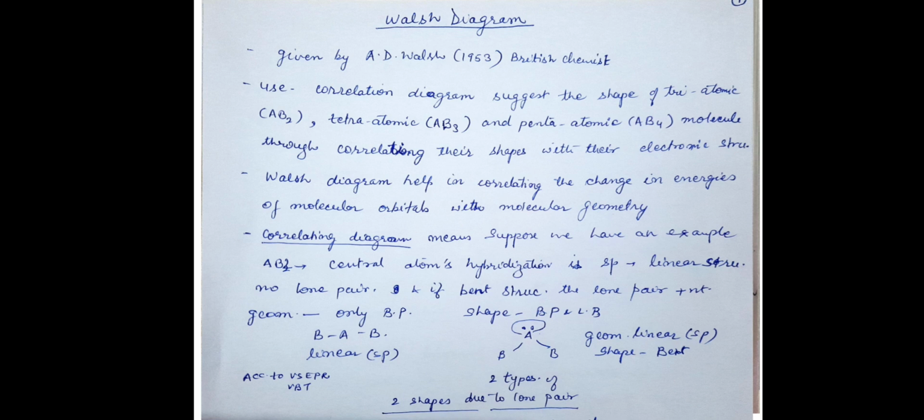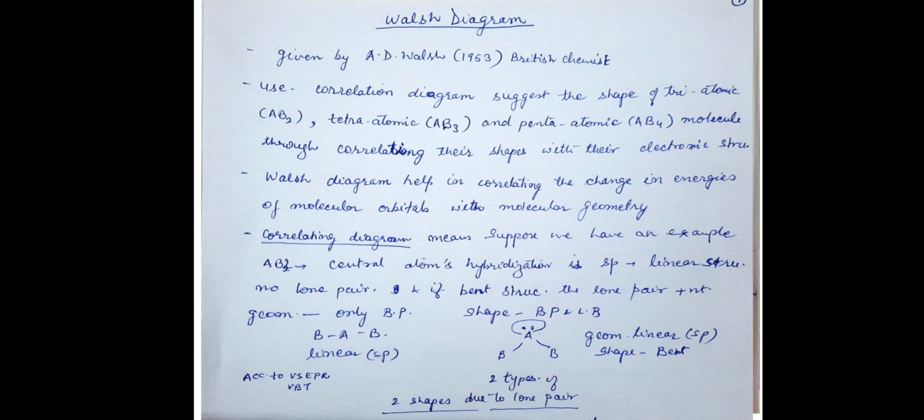Now, what is a correlation diagram? Suppose we have an example of AB2. AB2 is a triatomic molecule. The central atom's hybridization is sp. The geometry is linear with no lone pair, and in the bent structure, a lone pair is present. The geometry is only of bond pairs. BAB, this is linear. This is the regular geometry.